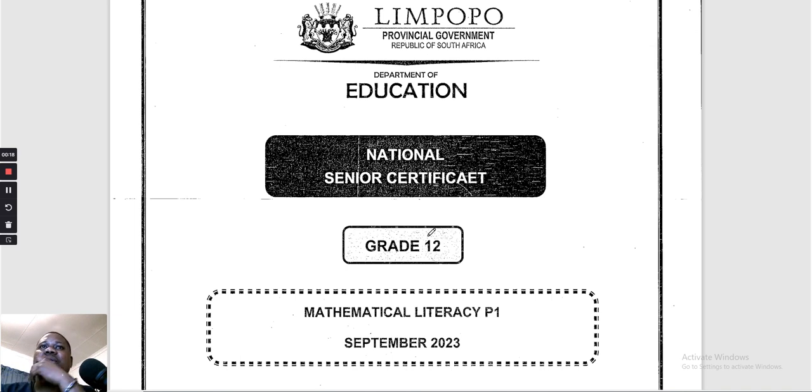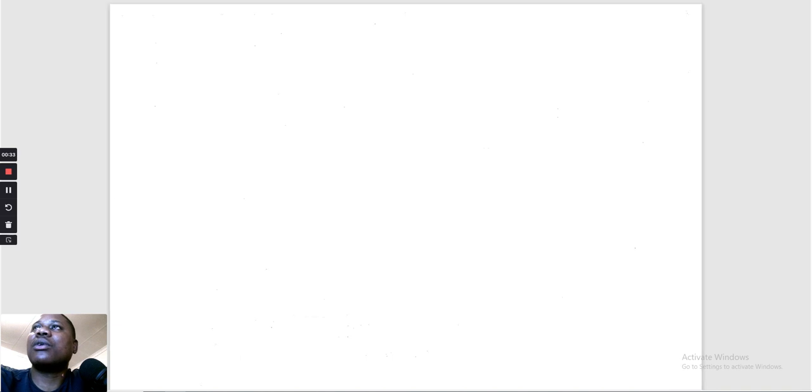So I'm back here with part 4 of the Limpopo September 2023 mathematical literacy examinations. Okay, so without any waste of time, let's go and look at what part 4 has, which is question number 4, what it has for us.